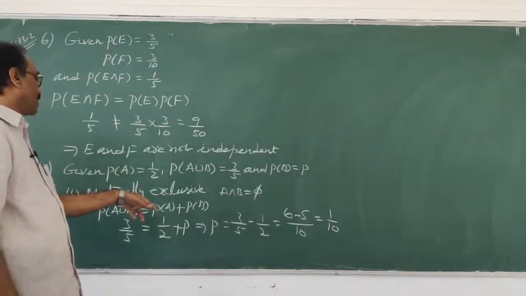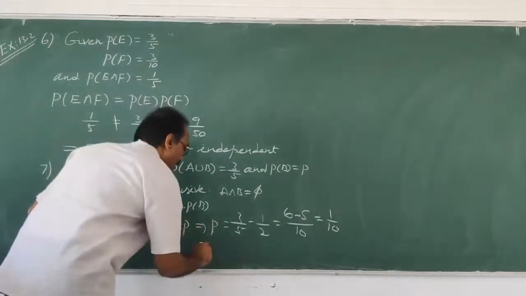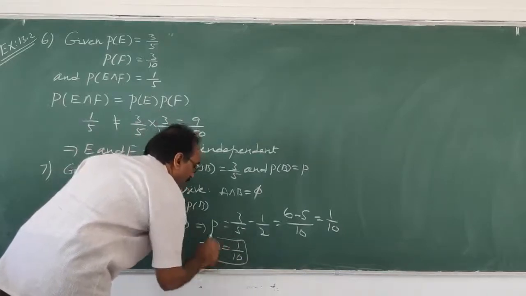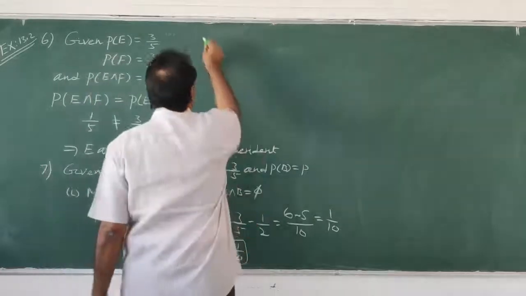So P of A union B is equal to P of A plus P of B. From this we got P equal to 1 by 10 when E and F are mutually exclusive. That is bit number 1.